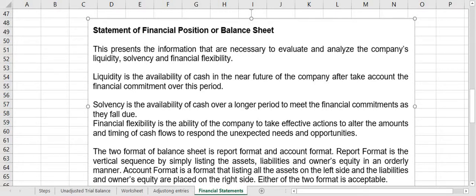Solvency naman is the availability of cash over a longer period to meet the financial commitments as they fall due. So when you say liquidity, ito yung ability ng firm in paying its obligations in a short period. Yung mga kaya ba niyang bayaran yung mga obligations niya na nagmamature na short period, yung mga short-term or current liabilities niya. When you say solvency naman, this is more of the ability of the firm in paying its long-term or non-current liabilities.